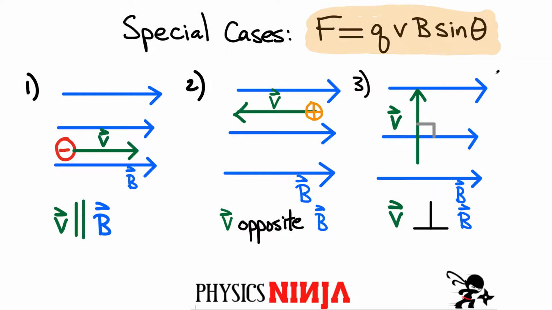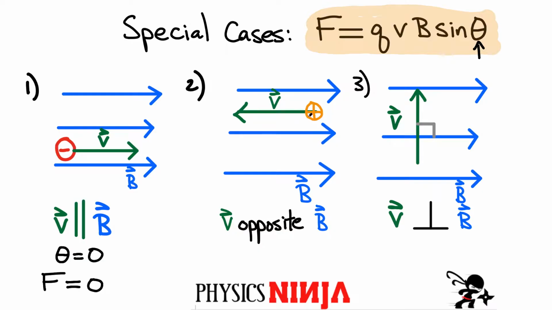Now, if you remember how this angle theta here is defined, this would mean that for this particular case, the angle theta would be equal to 0. And as a consequence of that, if you remember some of the trigonometry, the sine of 0 equals 0. So that would mean there is no force acting on the particle. If there's no force, it's simply going to continue in a straight line without any deflection whatsoever, and its speed is not going to change.